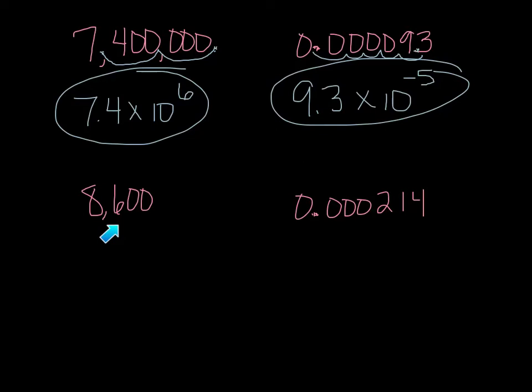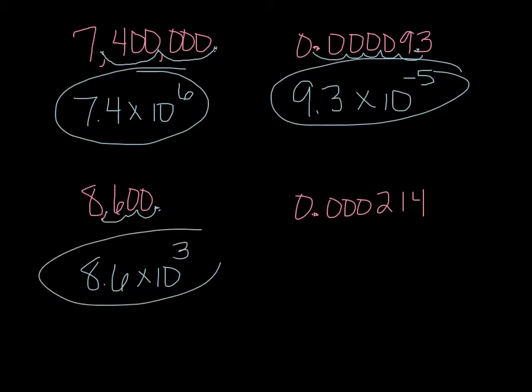All right, let's look at this one, 8,600. My decimal is at the end, and I want it between the 8 and the 6. Again, that number is less than 10. So we have 8.6 times 10, and I'm going to move it over 1, 2, 3 times. Scientific notation. All right. This one, I want my decimal between the 2 and the 1. So I have 2.14 times 10, and I'm going to move it 1, 2, 3, 4 times. And I moved it to the right, so it's negative.